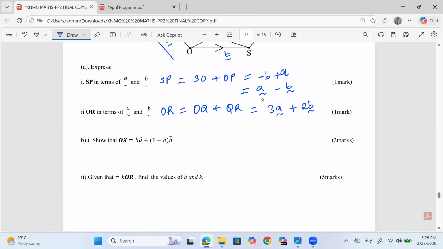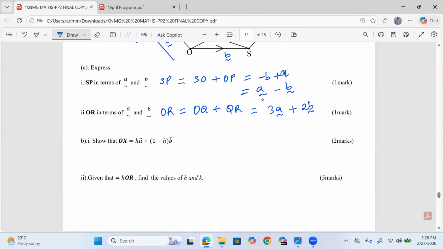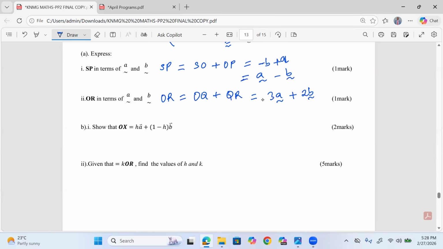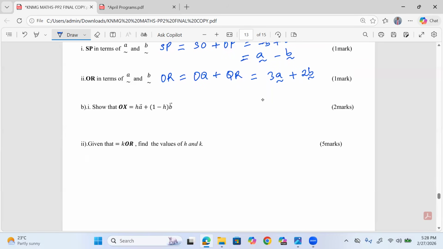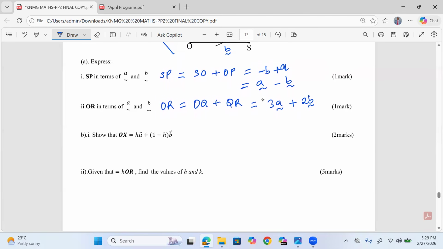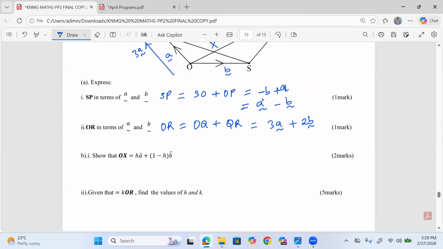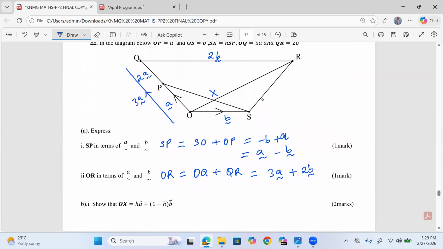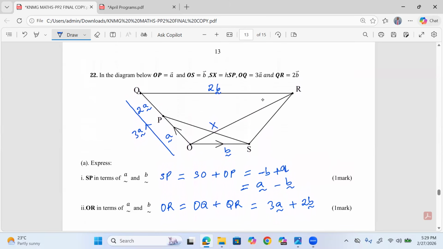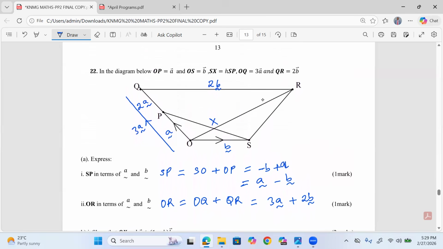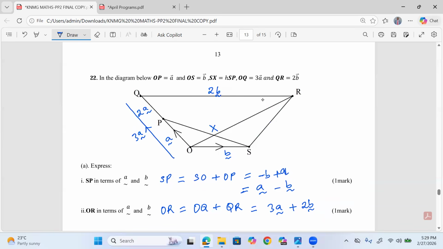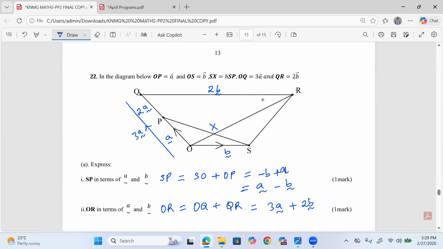In part B, Roman 1, we are told to show that vector OX is equal to H vector A plus 1 minus H vector B. So we want to express vector OX using the expression which was having constant H.